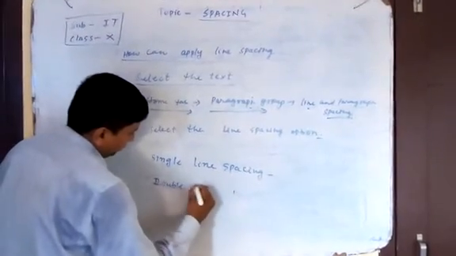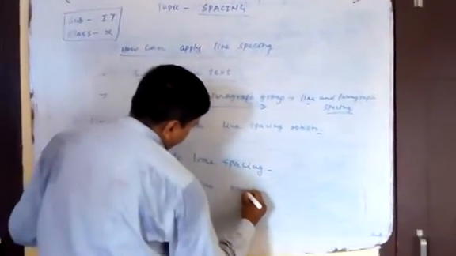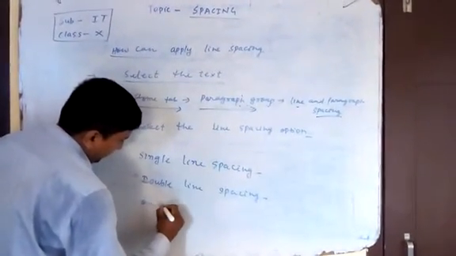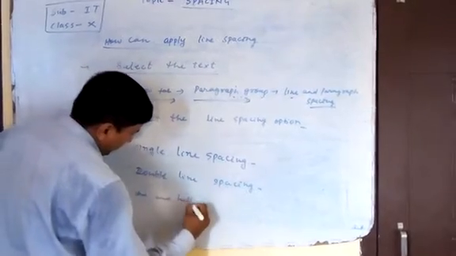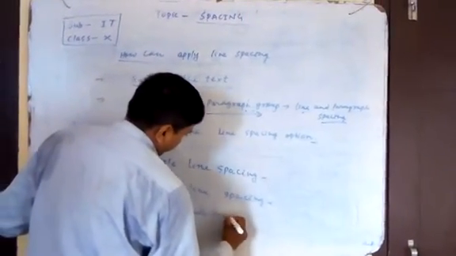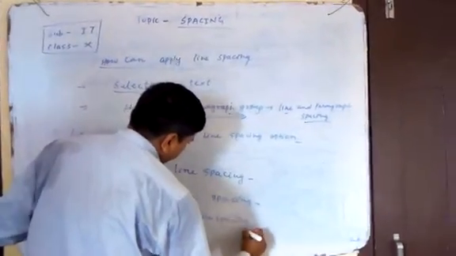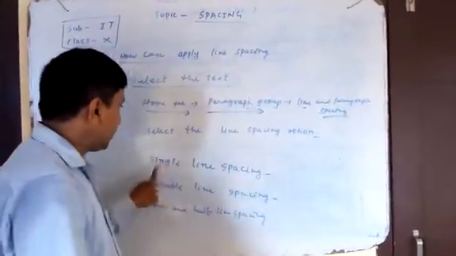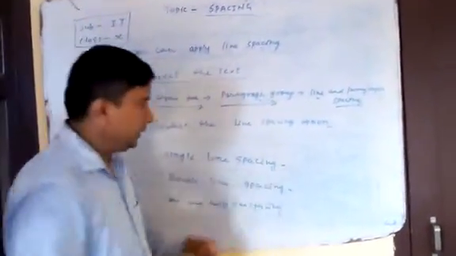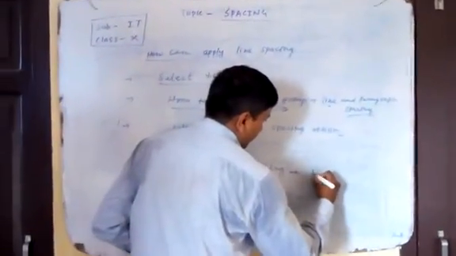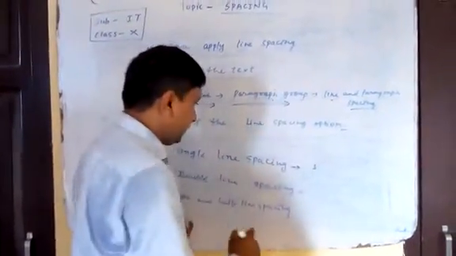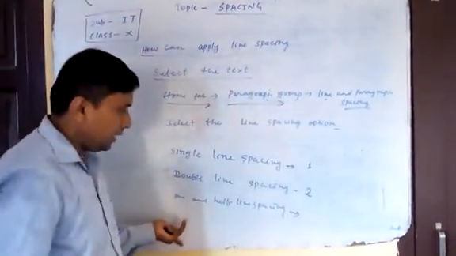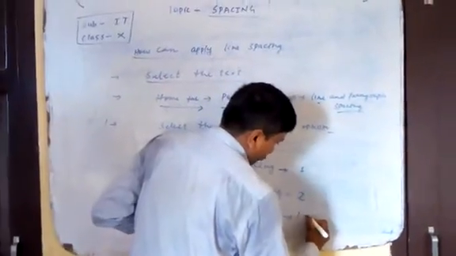double line spacing, and one and a half line spacing. It is categorized on the basis of the distance between two lines. If you talk about single line spacing, then the space is 1. If you talk about double line spacing, then the space is 2, and for 1.5 line spacing, the space is 1.5.